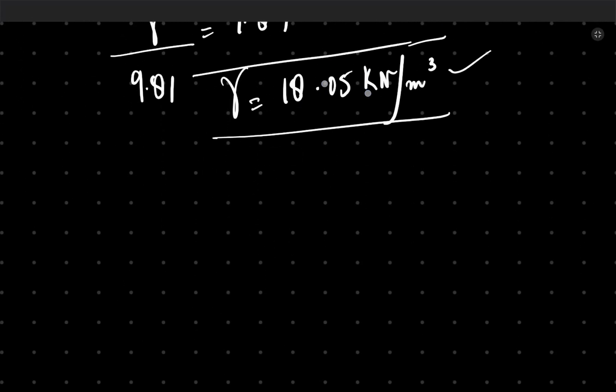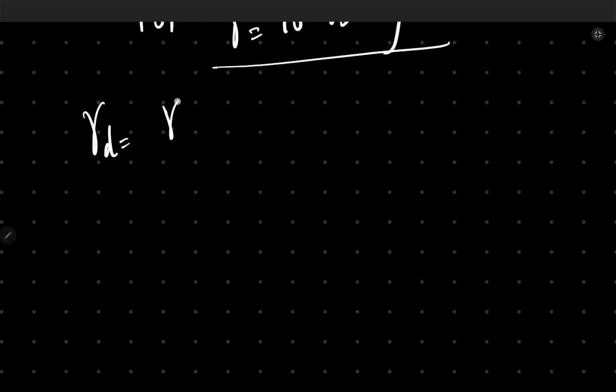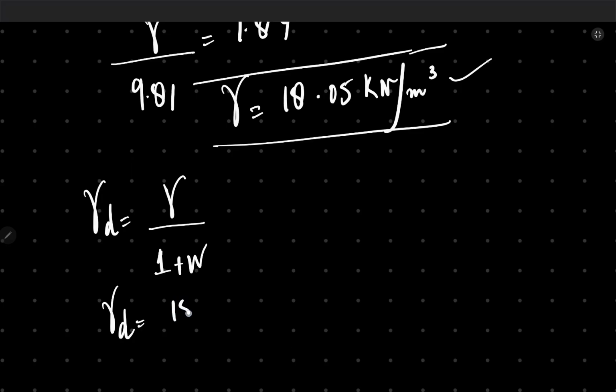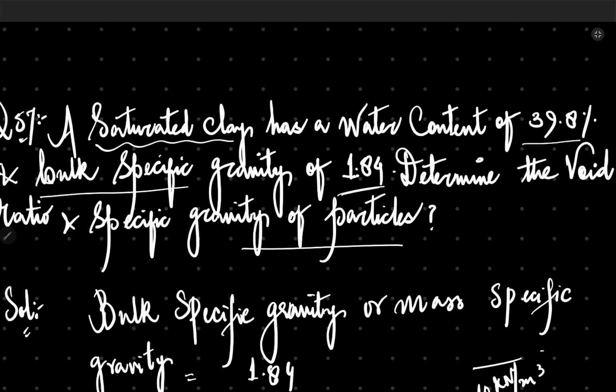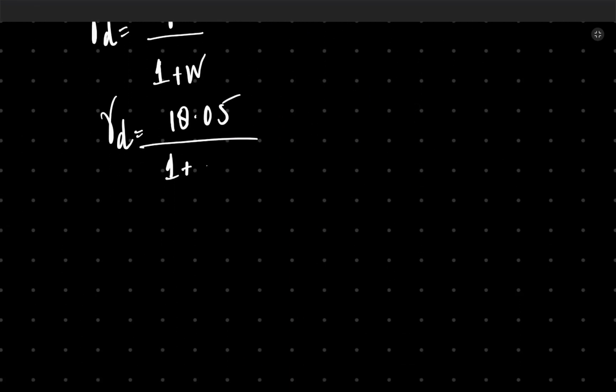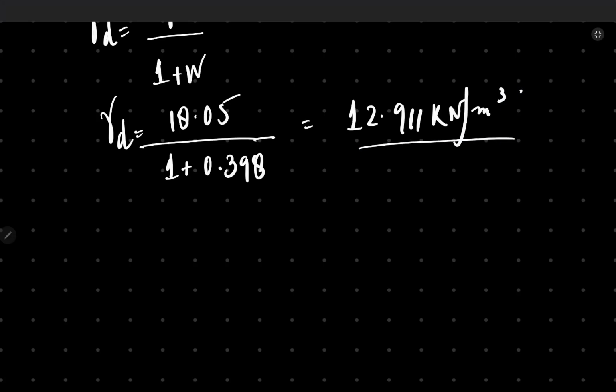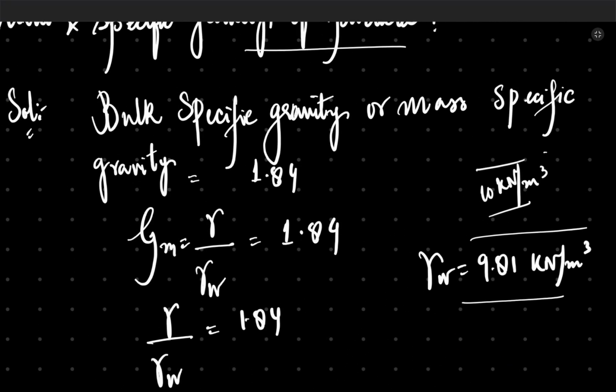We know the water content, so we can find the dry unit weight as well. Dry unit weight is bulk unit weight, that is 18.05, divided by 1 plus water content. Water content is 39.8%, so 0.398. Upon calculating, the dry unit weight is 12.911 kilonewton per cubic meter.